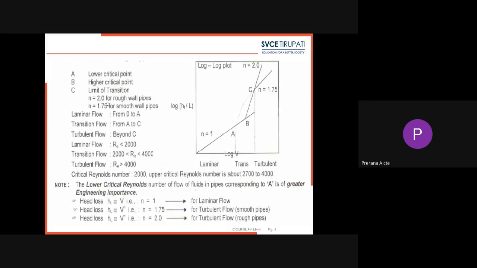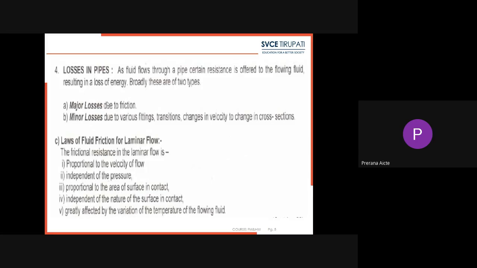And we have to remember one thing: the lower critical Reynolds number of flow of fluid in a pipe, corresponding to point A, is of greater engineering importance. From this figure, we can get the relation that the head loss HL is directly proportional to velocity, that is n equals 1, for laminar flow. And the head loss HL is proportional to V power n, where n equals 1.75 for turbulent flow of smooth pipes, and n equals 2 for turbulent flow of rough pipes.